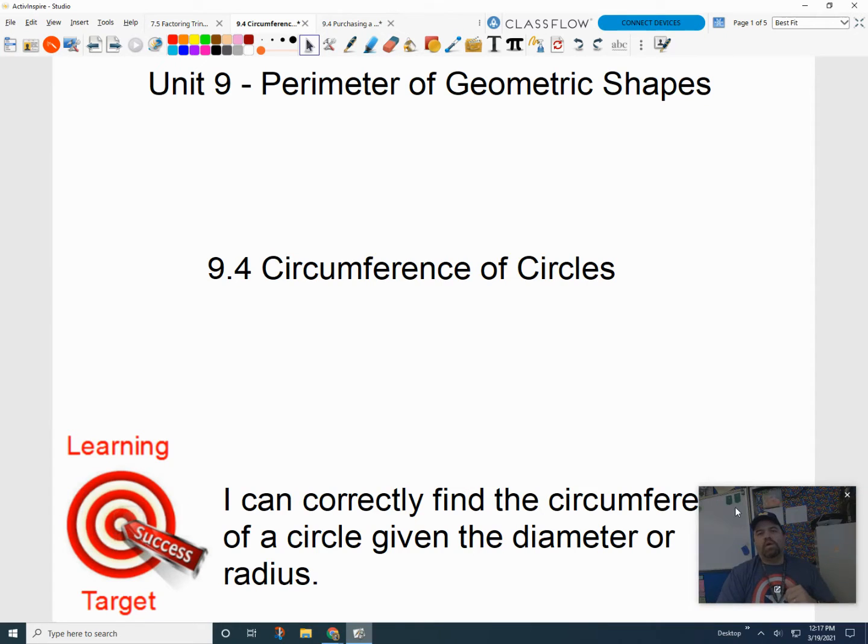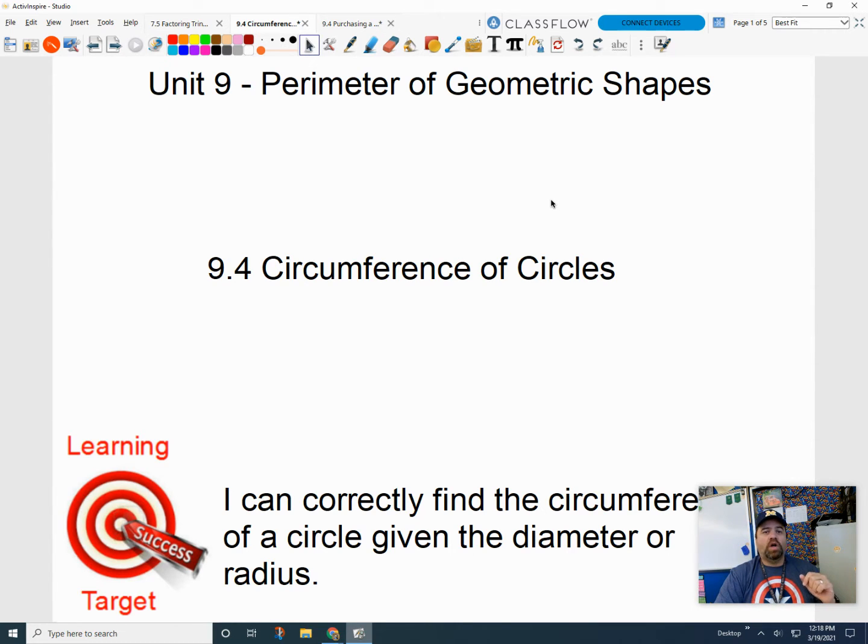So we're moving on to our last shape this unit. We've done all these different parallelograms, we've done just random shapes that I've kind of made up out of rectangles, and we've done triangles. So the last thing that we're going to cover as far as perimeter goes is a circle.